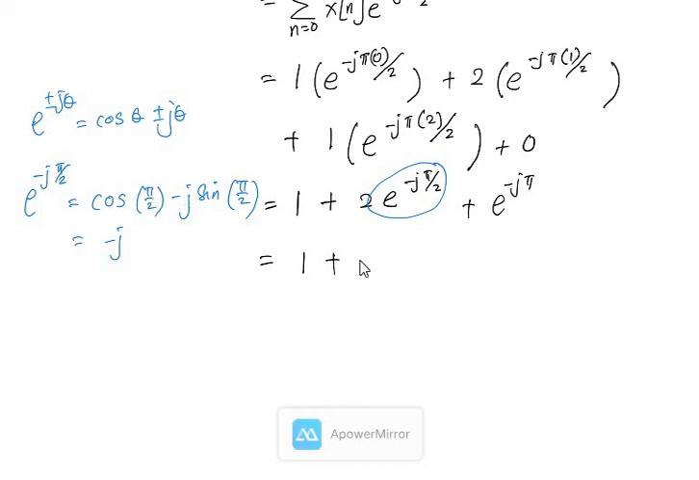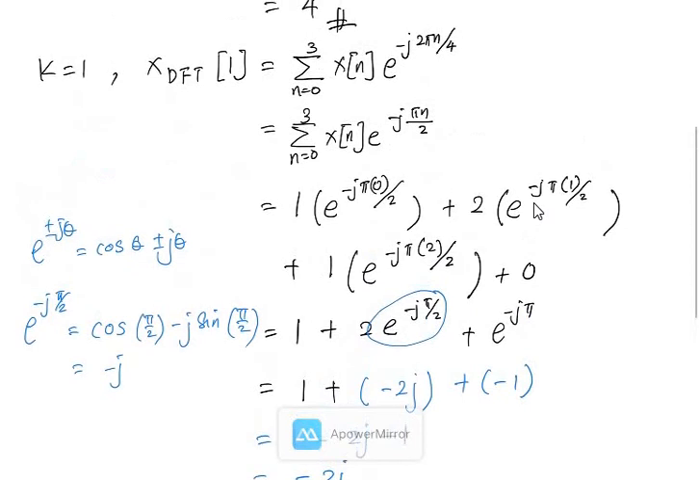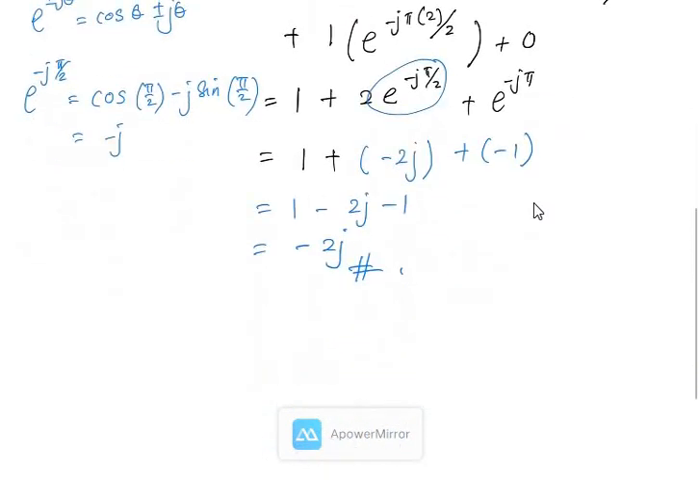So this one from here, I get minus 2j. And then this one also, the same method that I teach you just now, so you get plus minus 1. So I get 1 minus 2j minus 1, I get minus 2j. So 1 minus 1 is 0, so minus 2j. Okay, that is when k equal to 1. Now we check for when k equal to 2.